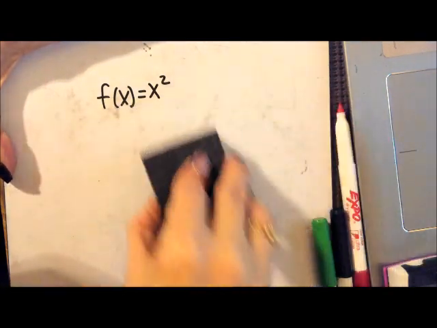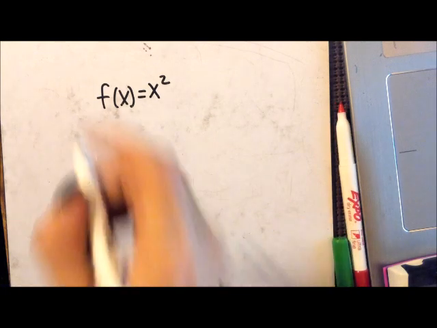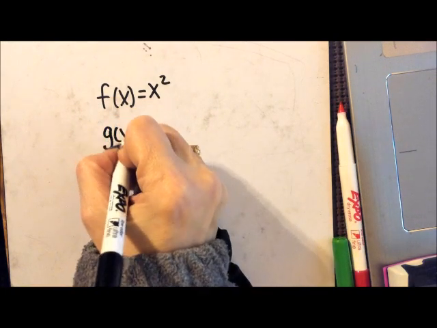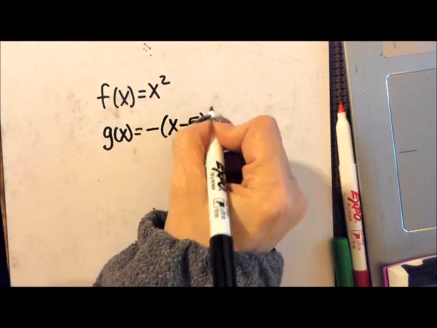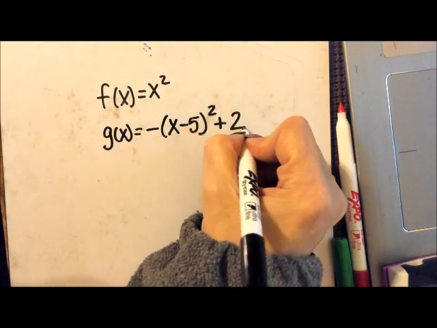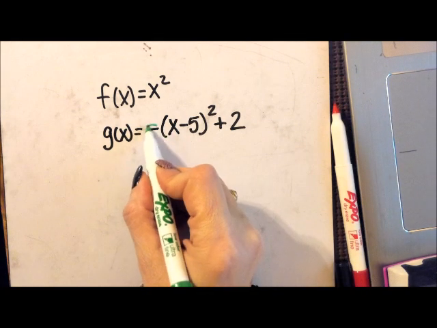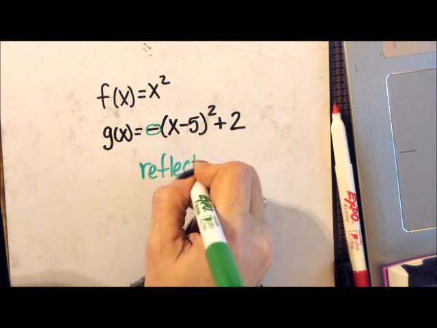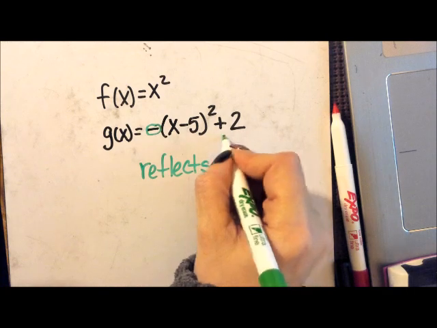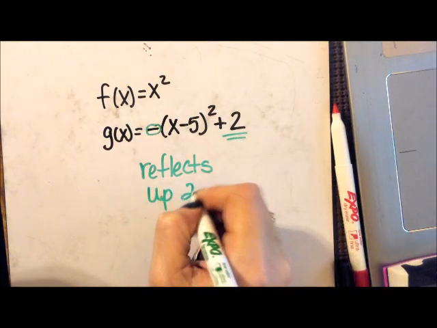Let's try another one. I'm kind of looking on my cheat sheet here to see what all I've got. What about something like this? What if g of x equals negative (x minus 5) squared plus 2? Okay, there's 3 transformations here. All right, the negatives are always easy because those just reflect. They flip it across the x-axis. The 2 on the end is always easy too. That makes it go up 2.